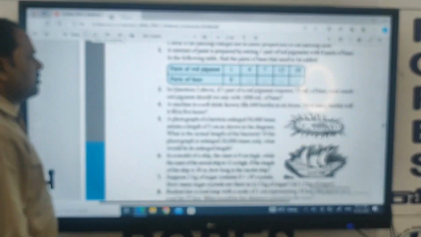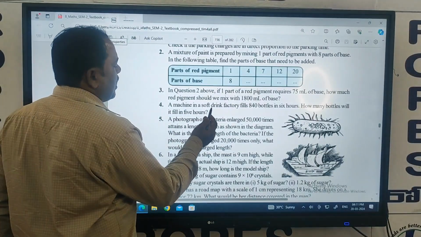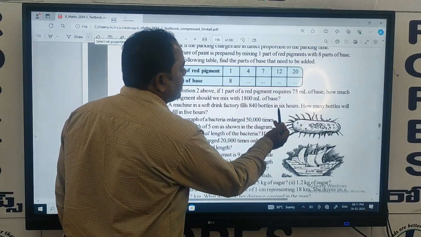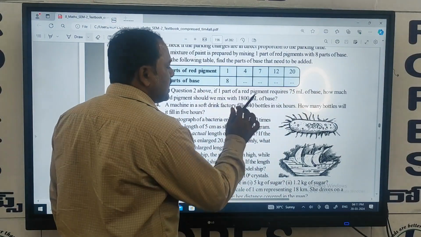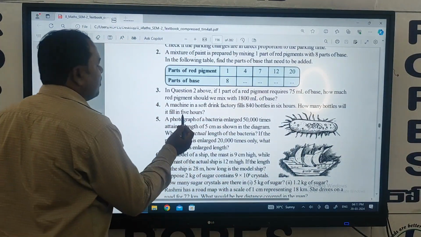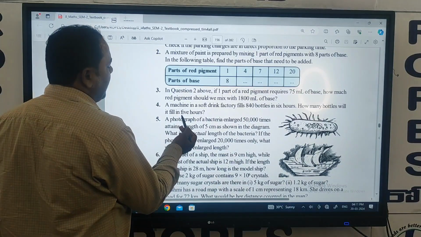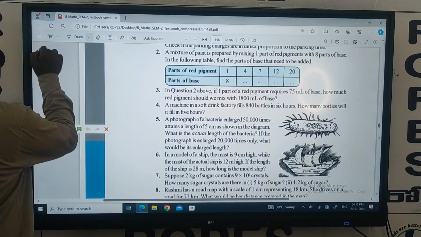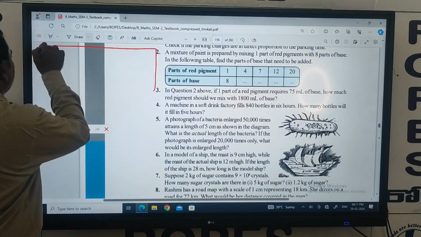Okay, so if you observe this one, a machine of a soft drink factory fills 840 bottles in 6 hours. In 6 hours it is filling 840 bottles. Then how many bottles will it fill in 5 hours? Okay, then we have to make the table. For that, see, if you make the table.